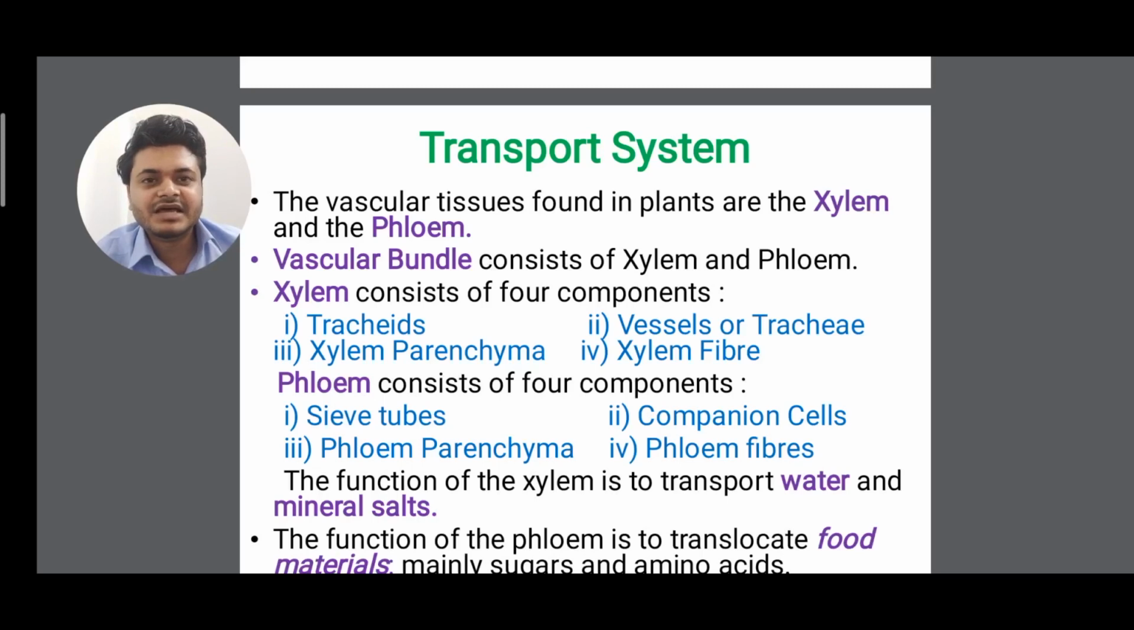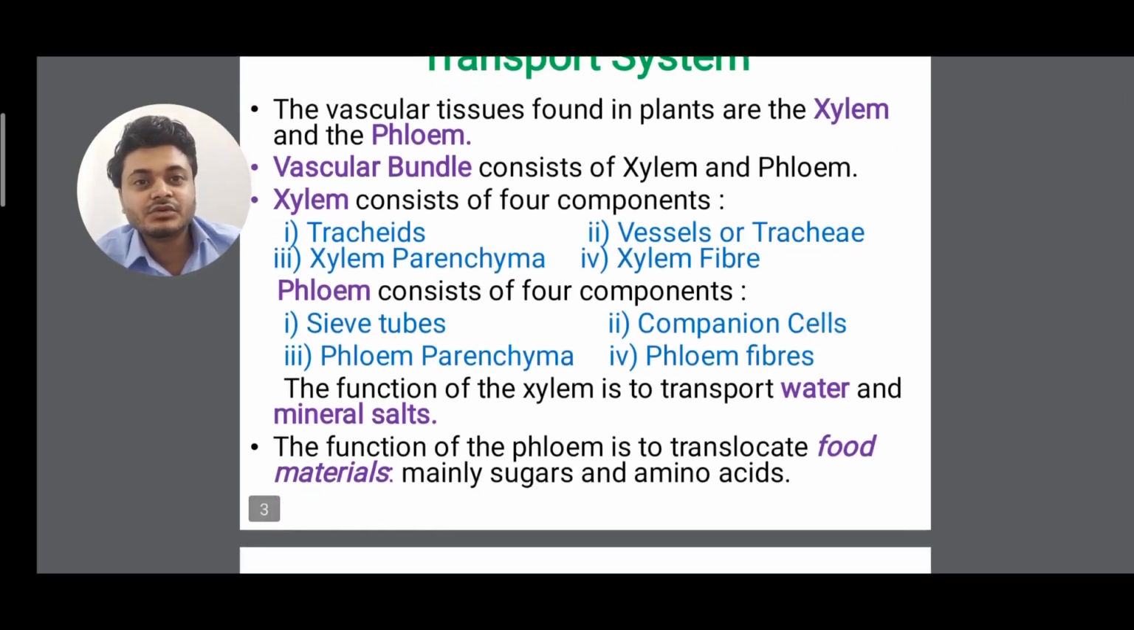The function of xylem, I have said, is transport of water and mineral salt, and the function of phloem is translocation. The function of phloem is what? Translocation of food material, mainly in the form of sugar and amino acid.